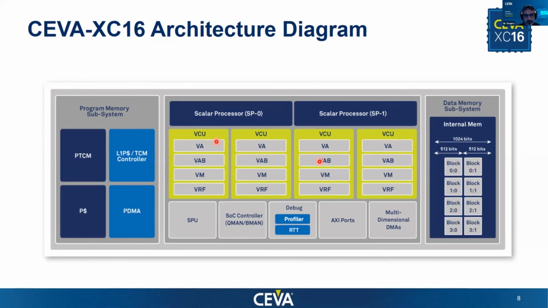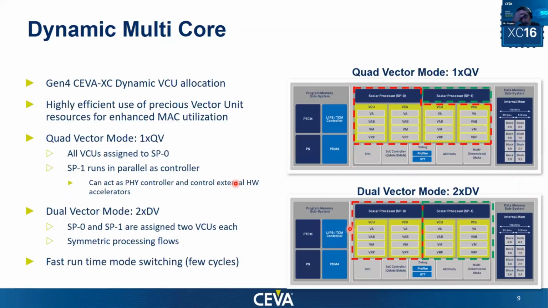And on top of that, you enjoy all the usual CEVA architecture goodies, like the SoC controller that is handling data movement into and out of the core. You can instantiate many AXI ports to access various parts of your system, and I will discuss that in later slides.